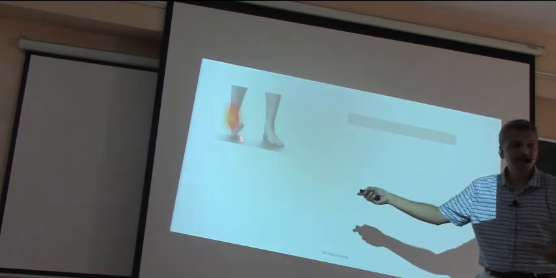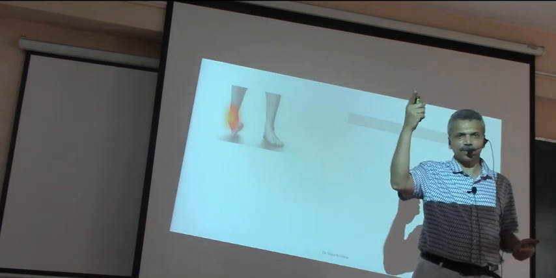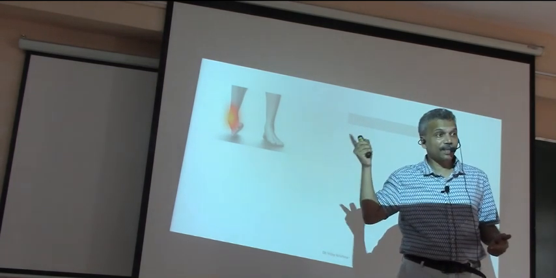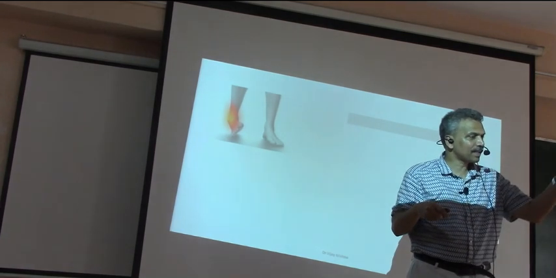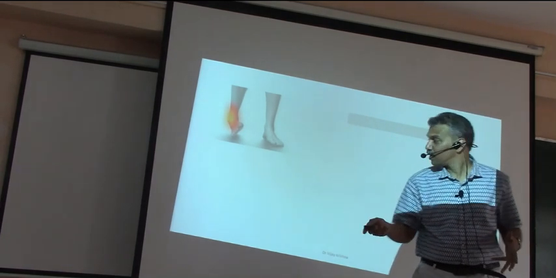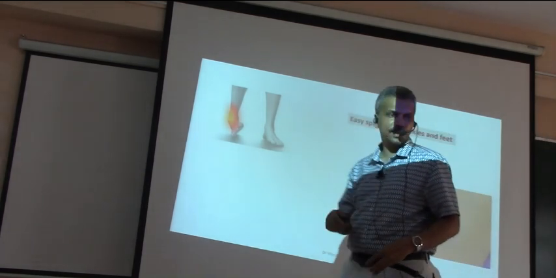Now why is there easy spraining of the ankle joint? Again, go back to the sphere of action. It is a remedy which affects the fibrous tissue. It can cause weakness and it can cause spraining. So easy spraining of ankle and feet is a characteristic symptom.